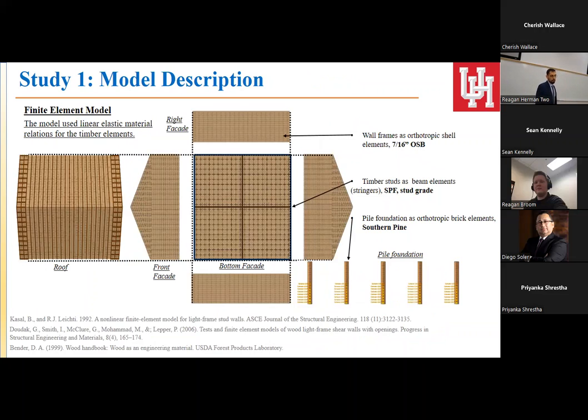I want to talk a little bit more about how these houses are constructed. And this is actually the finite element model. I think it might be interesting for me to spend some minutes here.